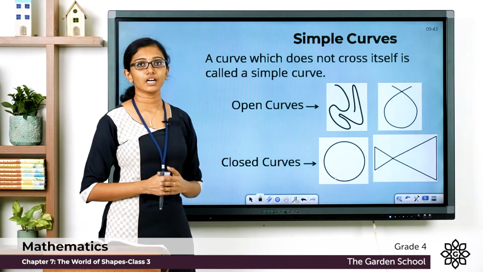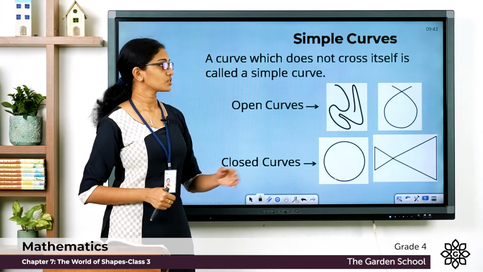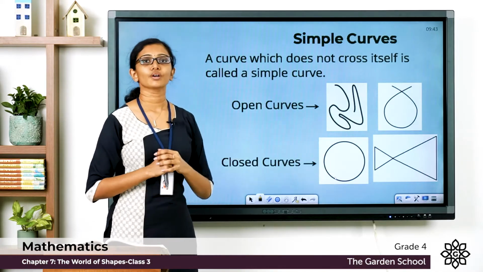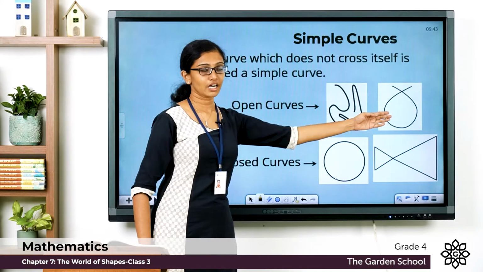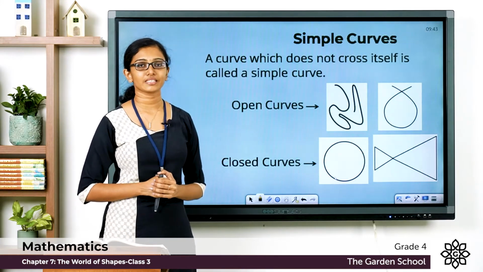So, if you have a curve that does not cross itself, it is a simple curve. So, this is a simple open curve and this is a simple closed curve. Whereas, this is not a simple open curve and this is not a simple closed curve. Hope you are clear with this concept.